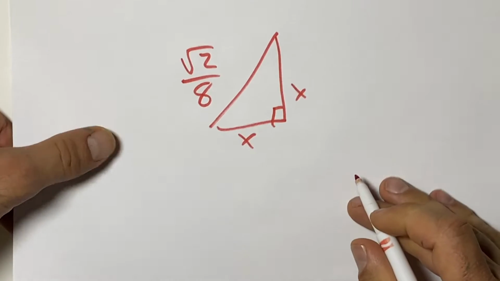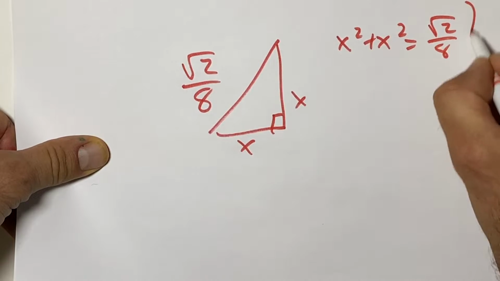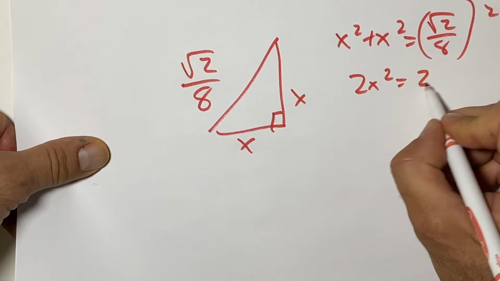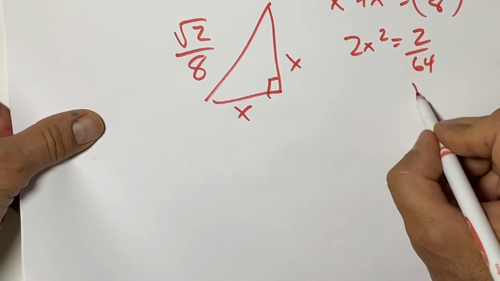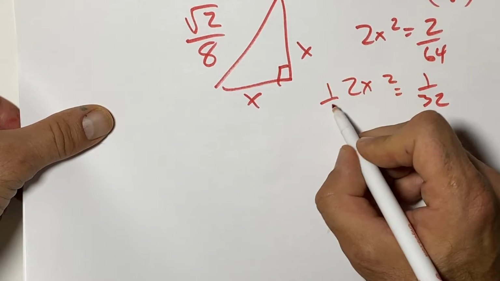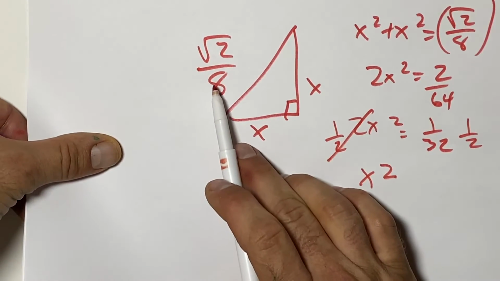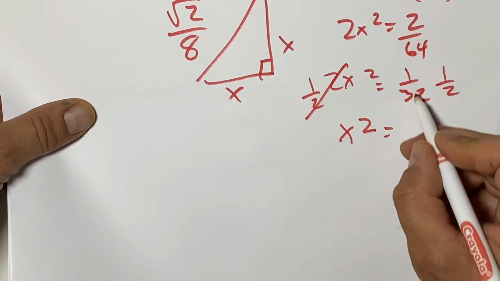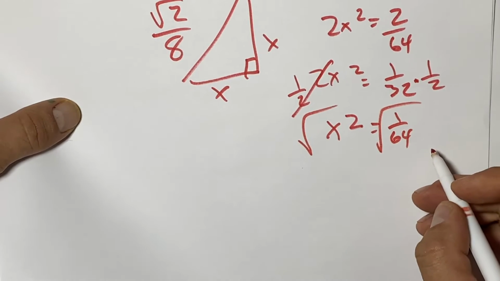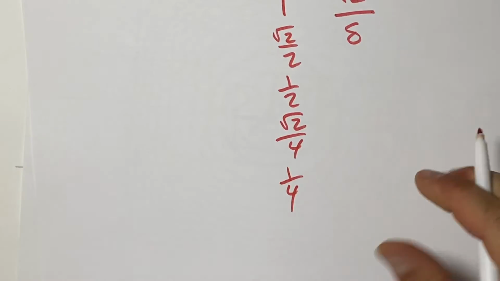X squared plus x squared is 2x squared. Radical 2 over 8 squared: radical 2 times radical 2 is 2, and 8 times 8 is 64. This reduces to 1 over 32. We multiply both sides by half. Remember what's supposed to be next? 1 over 16. So let's see, 32 times 2 is 64. We square root both sides. The square root of 1 is 1, the square root of 64 is 8. And sure enough, it continues that pattern.